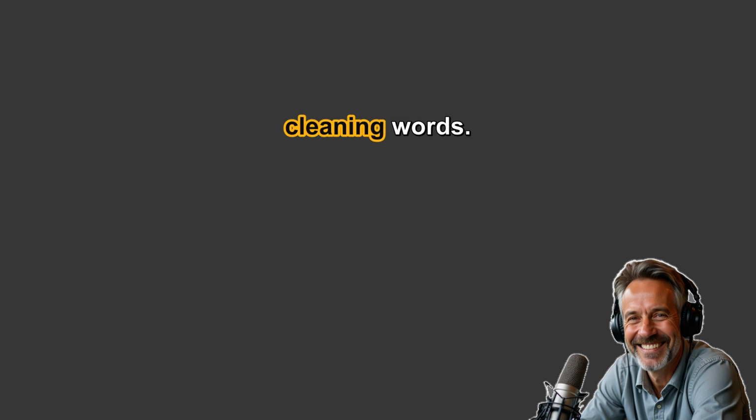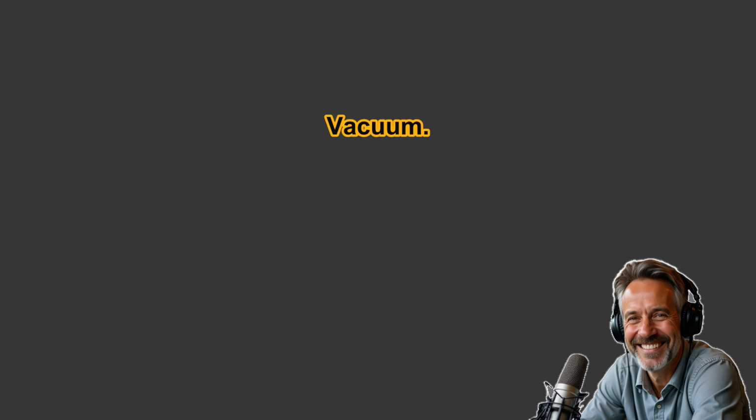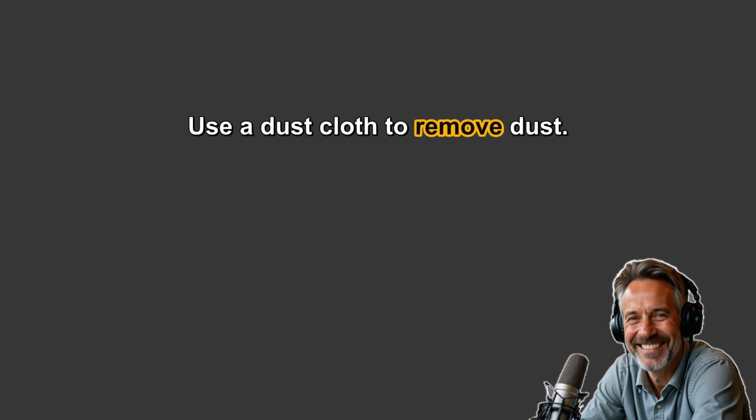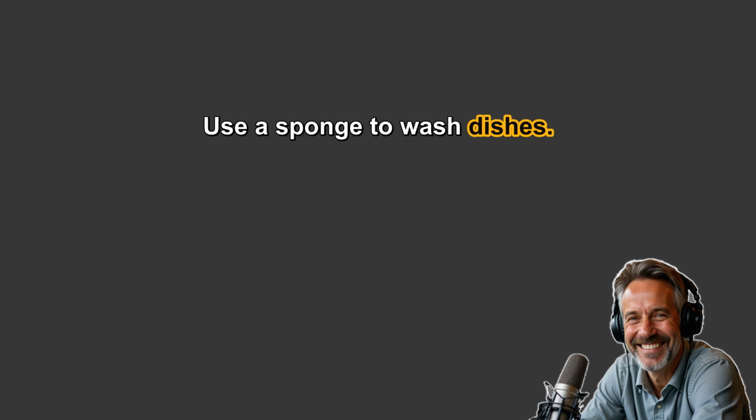First, some simple cleaning words. Broom. Use a broom to sweep the floor. Mop. Use a mop to clean a wet floor. Vacuum. Use a vacuum to clean carpets. Dust cloth. Use a dust cloth to remove dust. Sponge. Use a sponge to wash dishes.